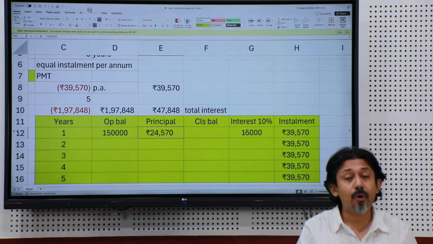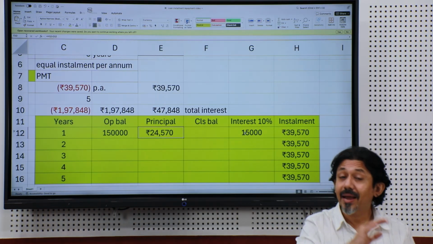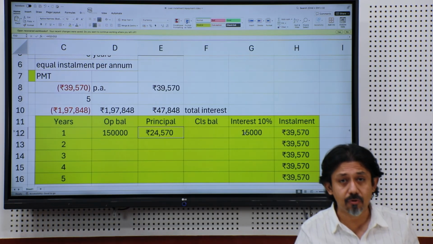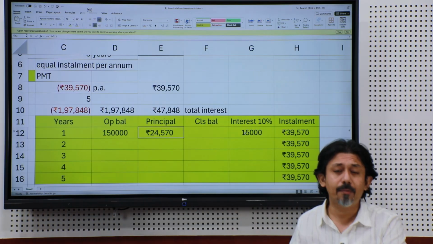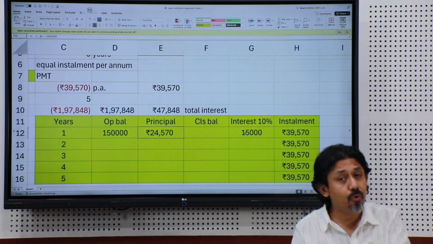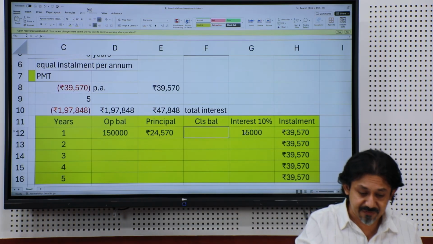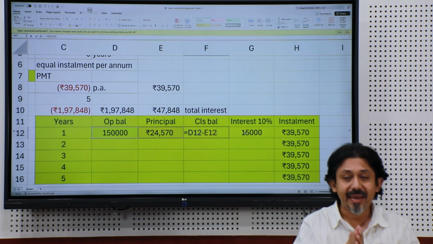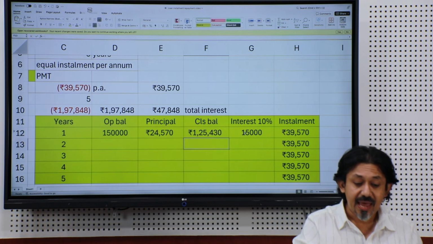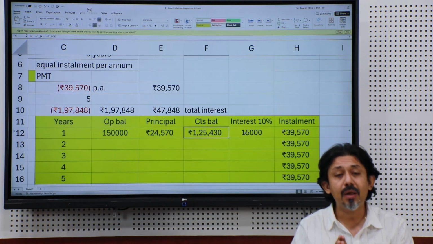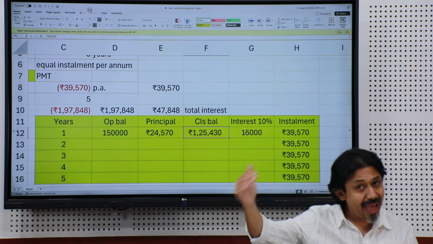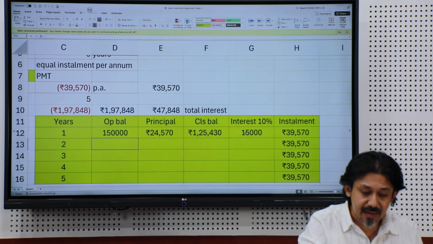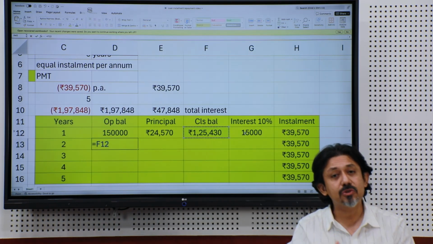So, my loan amount gets reduced not by the total amount that I paid. What is the total amount that I paid to the bank? 39,000, but my loan will not fall by 39,000. My loan amount goes down only by 24,570. So, my closing balance is 1,50,000 minus 24,570. At the end of year 1, my loan in my books of accounts and in the bank's books goes down to an amount of 1,24,000, which becomes obviously the opening balance of year 2.